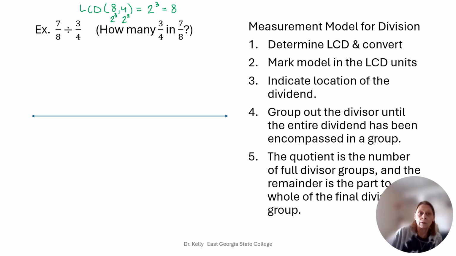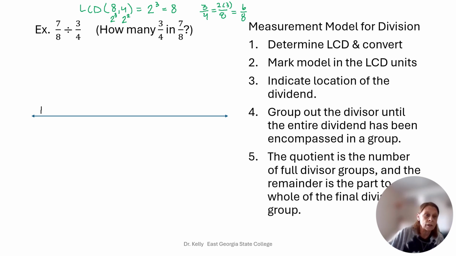Okay, so I need to rewrite my numbers. 7/8 is going to stay 7/8, but I have 3/4 that I need to convert into eighths. So that means that is 2 times 3. So I have 6/8. That is what 3/4 is. So now I'm dealing with 7/8 divided into 3/4. Okay. Now it says to mark your model in the LCD units.